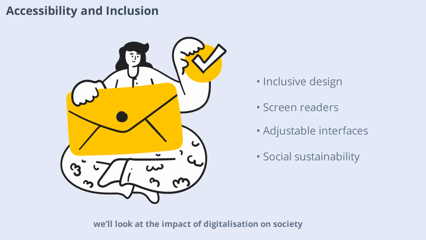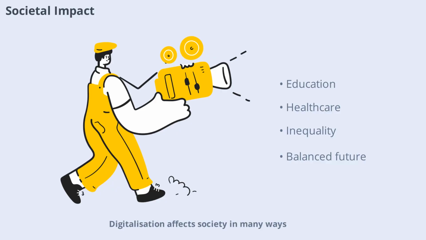Next, we'll look at the impact of digitalization on society. Digitalization affects society in many ways, from improving access to information to changing how we work and interact. Sustainable digitalization aims to maximize positive impacts such as education and healthcare, while minimizing negative effects like inequality or job displacement. By considering social, economic, and environmental factors, we can create a more balanced digital future.